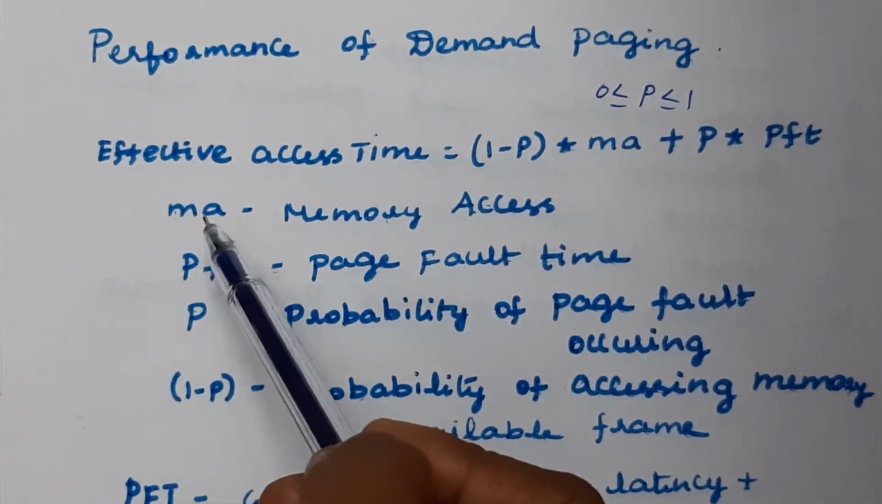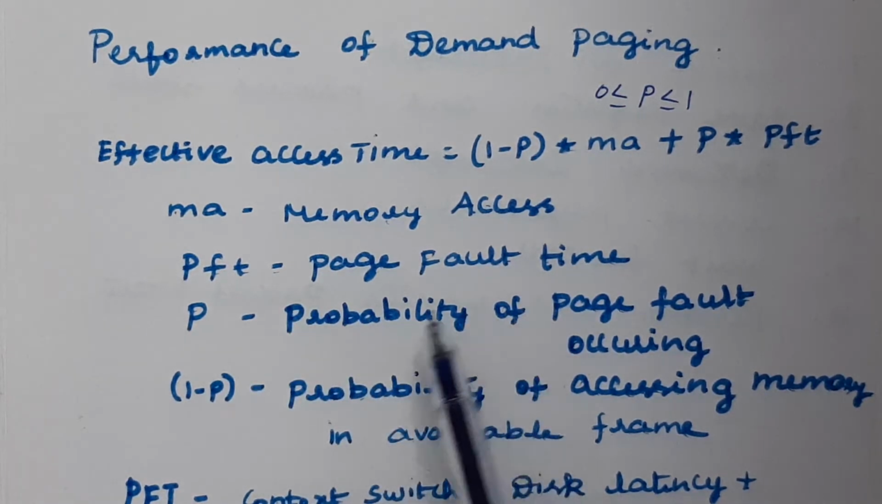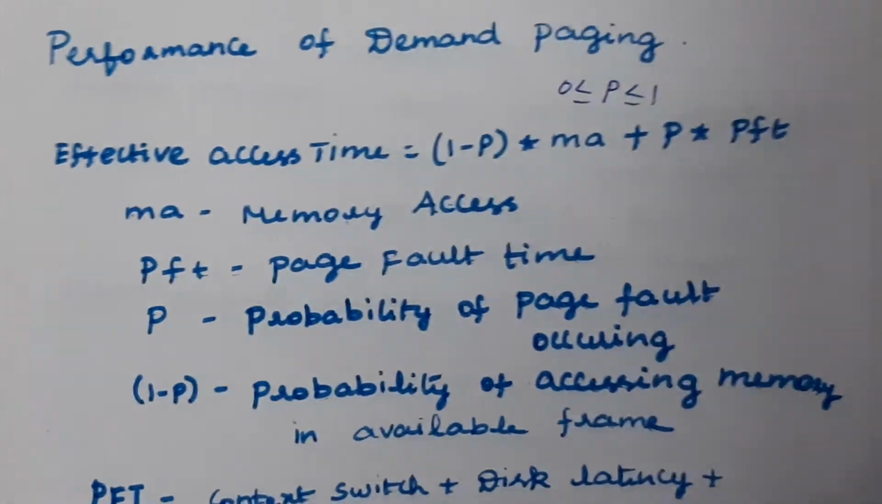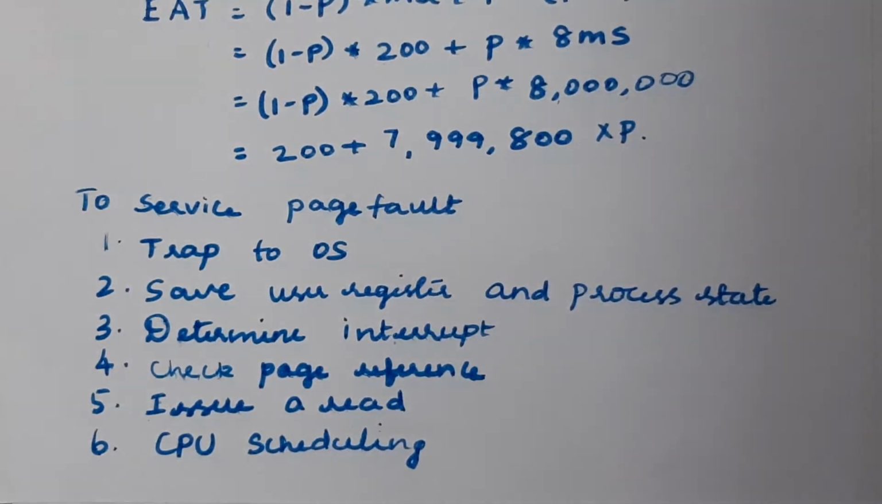Here MA represents the memory access and PFT is nothing but page fault time. P is the probability of page fault occurrence, and 1 minus P is said to be the probability of accessing the memory in an available frame, which means you don't get any page fault. Now, what could be the steps to be followed whenever you get any page fault in the system?